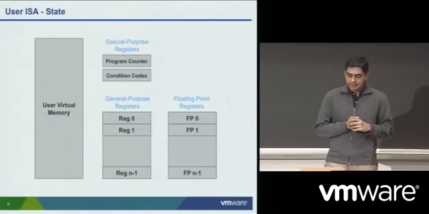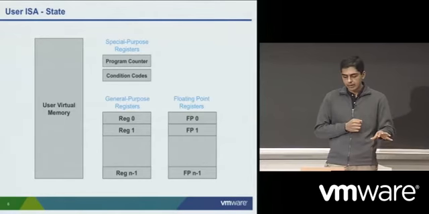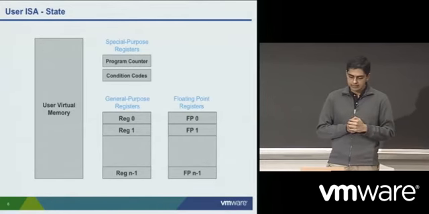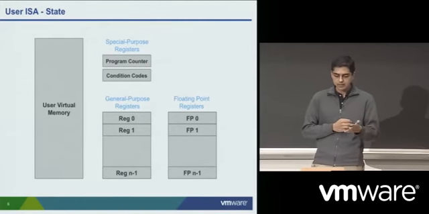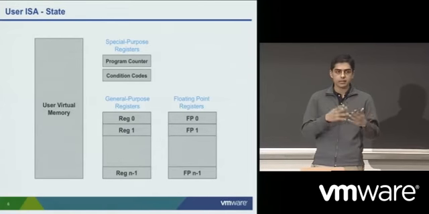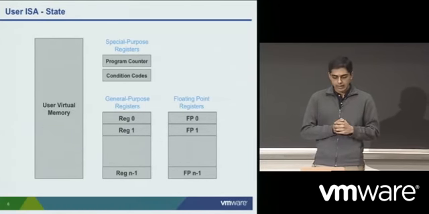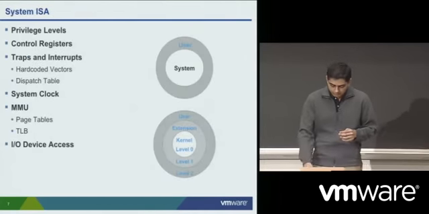The user ISA itself, as I said, consists mainly of the user virtual memory, and I'll talk a little more about virtual address spaces later on. It consists of the general purpose register set and some special purpose registers like the program counter, the condition codes, maybe some other registers like the page table base and so on. Sorry, the page table base I'll talk about in the next slide. And then the floating point registers themselves, which are used for other kinds of computation.